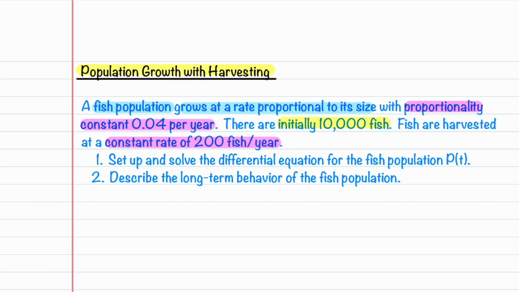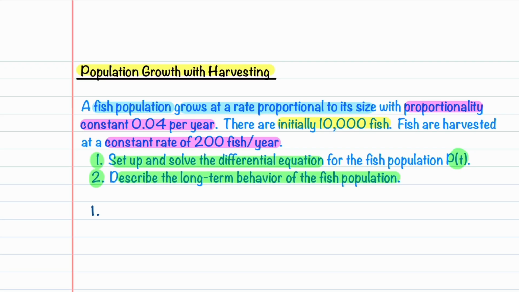What we're going to do is set up and solve the differential equation for the fish population capital P of t. Once we have the solution, we can use that to describe the long-term behavior of the fish population. Let's first set up our differential equation.